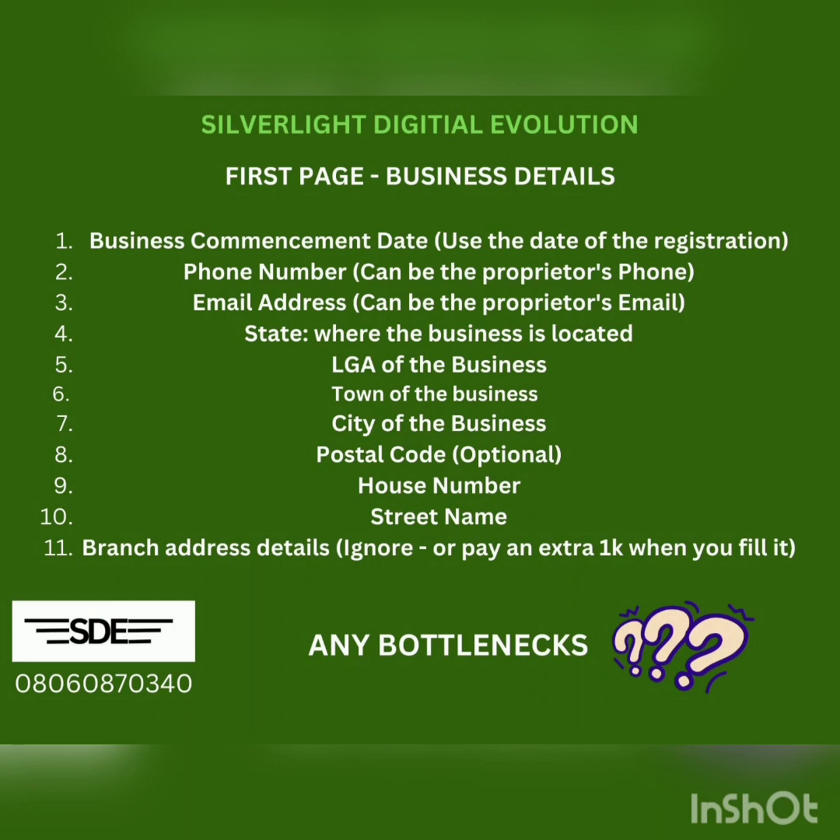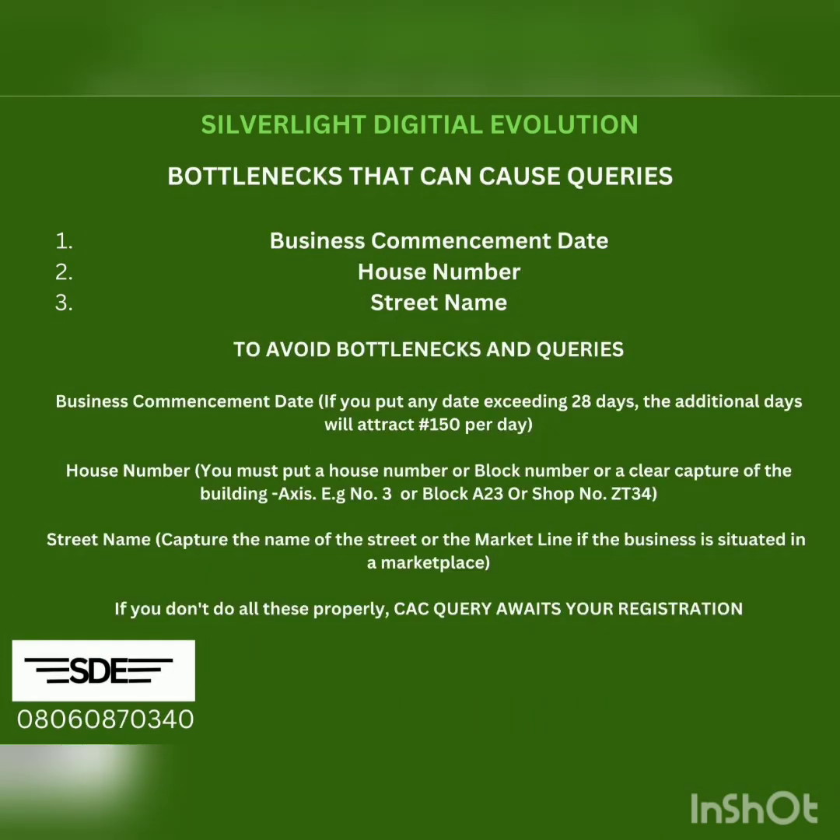Now, is there any bottleneck or something that can bring query to your registration under this business detail? Okay, let's go there. Bottlenecks that can cause queries when you are filing business name registration. One, the business commencement date. Some people make the mistake when they are filing business name registration. When it comes to commencement date, they sometimes put a date that is beyond 28 days. Any date you put that is beyond 28 days, CAC will charge you 150 naira per day for any number of days that exceeded 28 days.